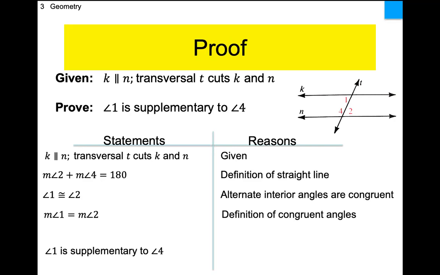Seth, do you think you know your next step? What are... Angle 1 is supplementary to angle 4. I've not been paying attention. I know you haven't. So since angle 1 is congruent to 2, then we can substitute 2 in our little addition up there. So instead of writing angle 2, we can now write in statement number 2, what can we write? 1. We can say 1 plus 4 equals 180. Why is that important? Why do we want to say 1 plus 4 equals 180? Because it's the definition of a supplementary angle.